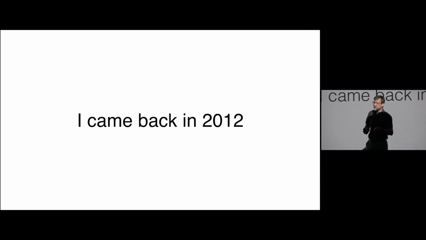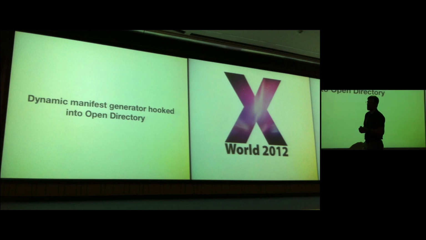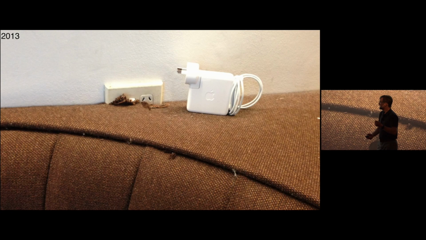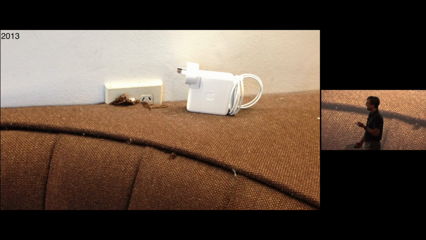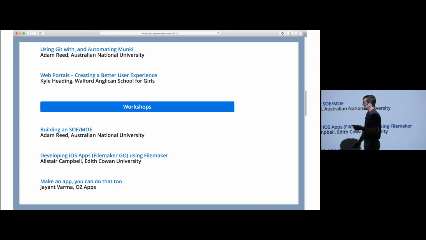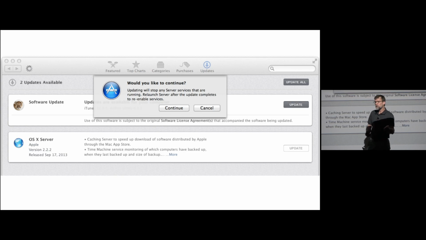And I came back in 2012. We had some really cool sessions. The dynamic manifest generator hooked into Open Directory. That was awesome. I came back in 2013. There were talks on Git and Munki, some really cool stuff going on. Server 2.2 was the state of the art back in 2013.